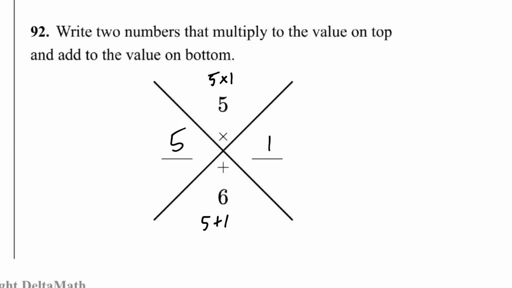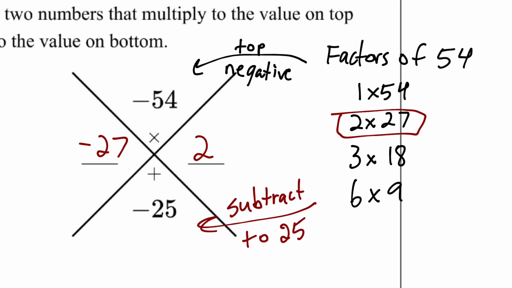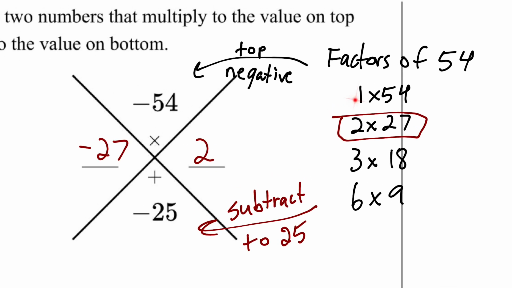Quick and simple. 93 has a negative on top. That's the first one like this. So we still look at factors of positive 54. Things like 1 times 54 and 2 times 27 and 3 times 18 and 6 times 9. But now, instead of adding to get to this bottom number, we want to subtract. And we don't care about the negative just yet. We're going to look to see which of these numbers subtracts to give us 25. And that's why I circled or boxed 2 and 27, because 27 minus 2 gives me 25.